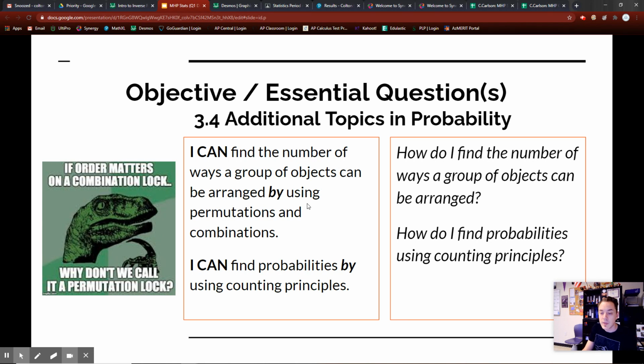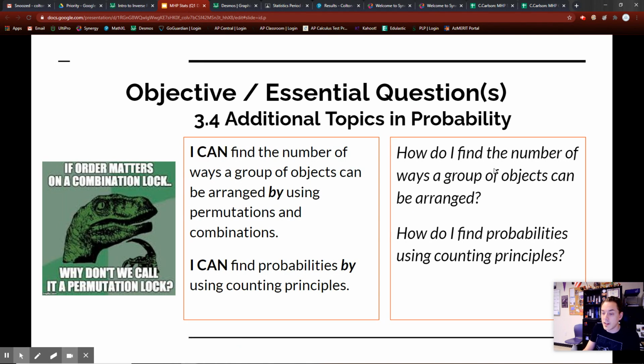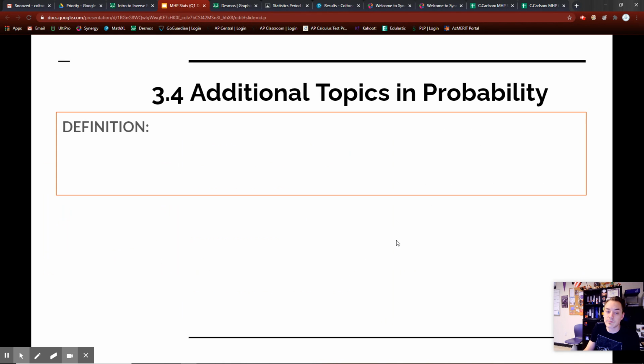What we can do is find the number of ways a group of objects can be arranged by using permutations and combinations. So we're going to learn about what that is. That's actually going to take the vast majority of our time today. And then we can find probabilities using counting principles. That's what we're going to be doing. How do I find the number of ways a group of objects can be arranged? And how do I find probabilities using counting principles?